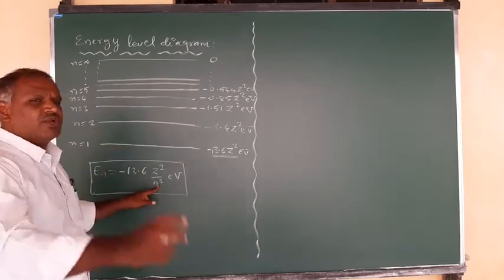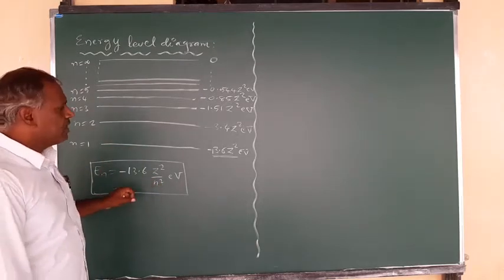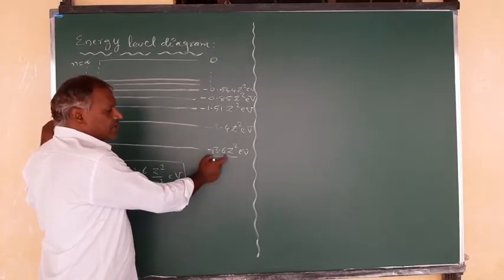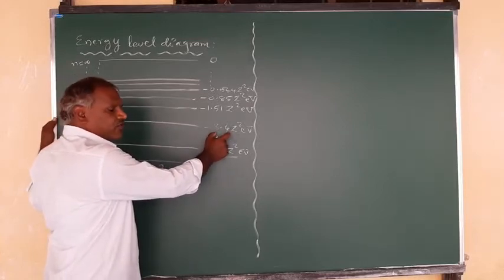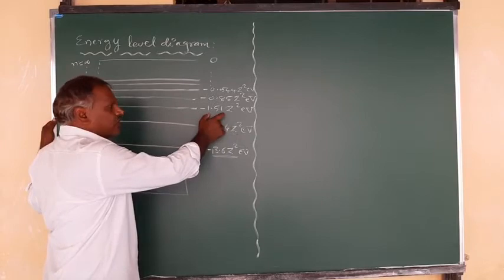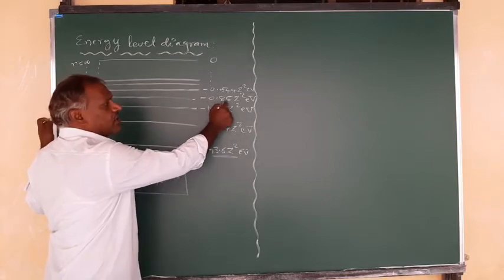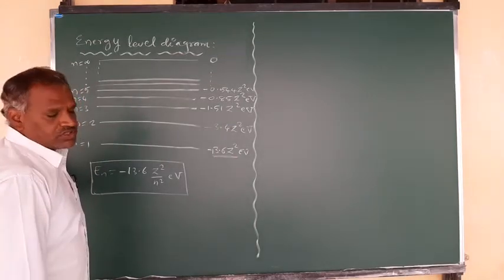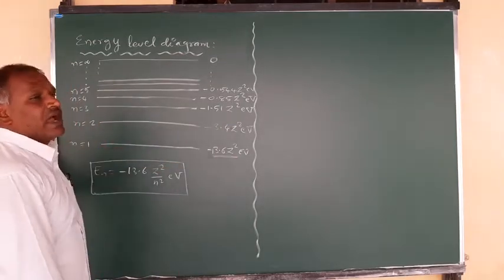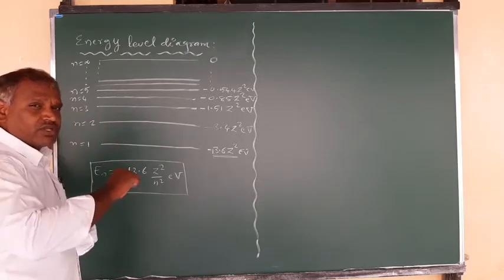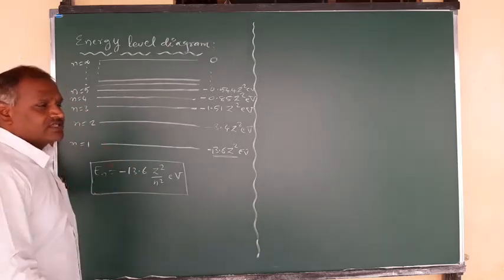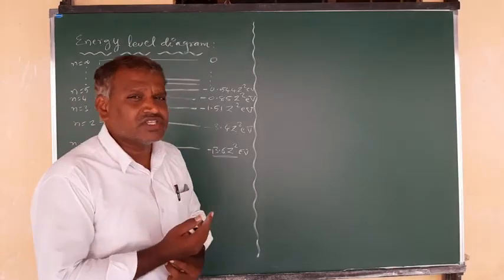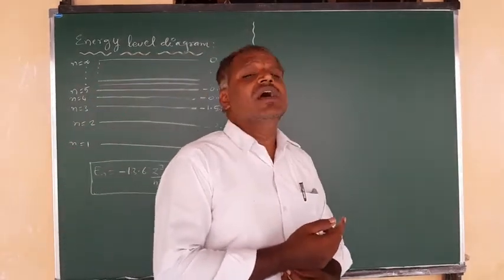For the hydrogen atom itself, the Z value becomes 1. So you will have here minus 13.6 electron volts, minus 3.4 electron volts, minus 1.51 electron volts, minus 0.85 electron volts, and minus 0.54 electron volts. That is for the hydrogen atom itself. So for the hydrogen atom in the ground state, what is the energy? The electron possesses minus 13.6 electron volts of energy in its ground state.